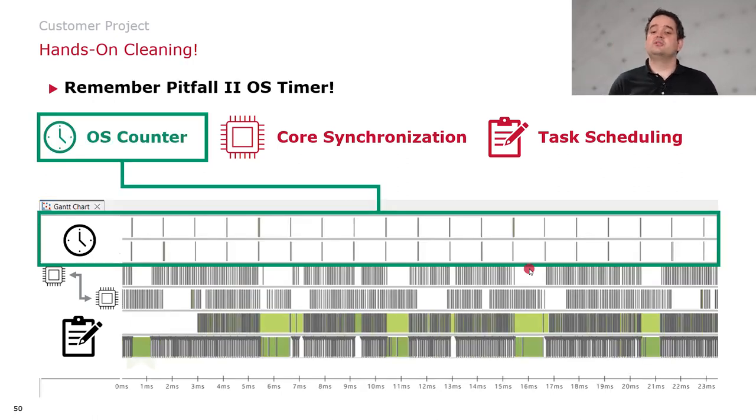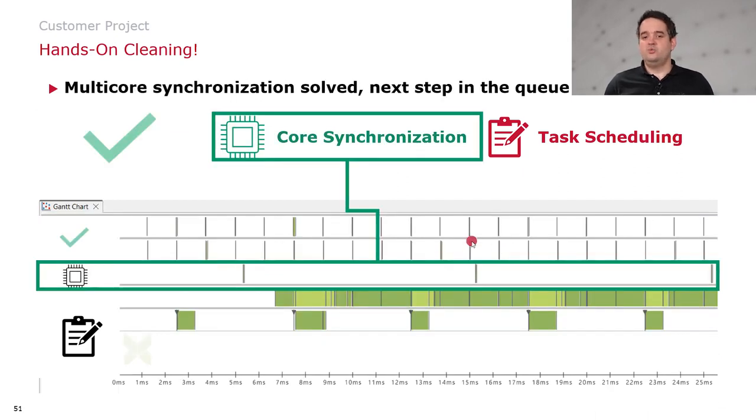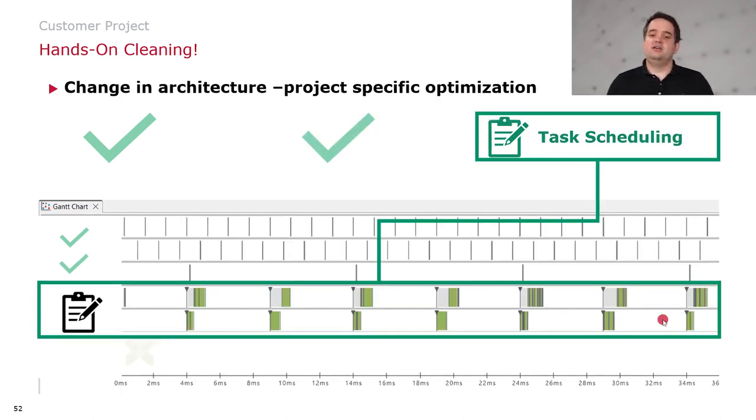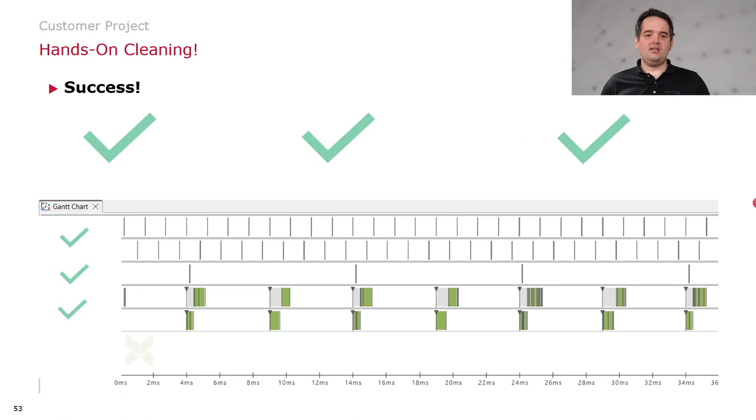First, we worked on the timer interrupt service routine to make the OS counter run in the right periodicity and verify this once. At the second point, we started to work on the core synchronization. Here we adjusted something in the design, and the task scheduling was the last part we took care of. And here we did the architectural optimization, further reducing the runtime. And you clearly see how the project clears up. So we consider this a success story.